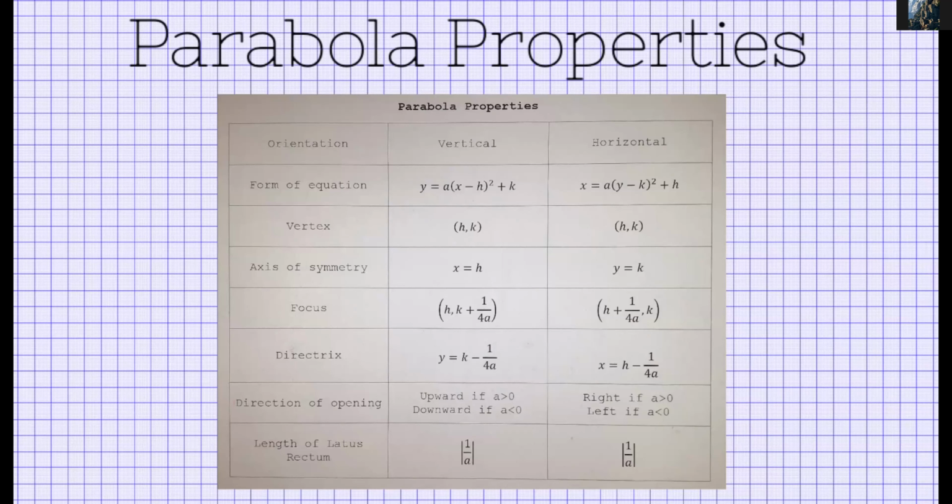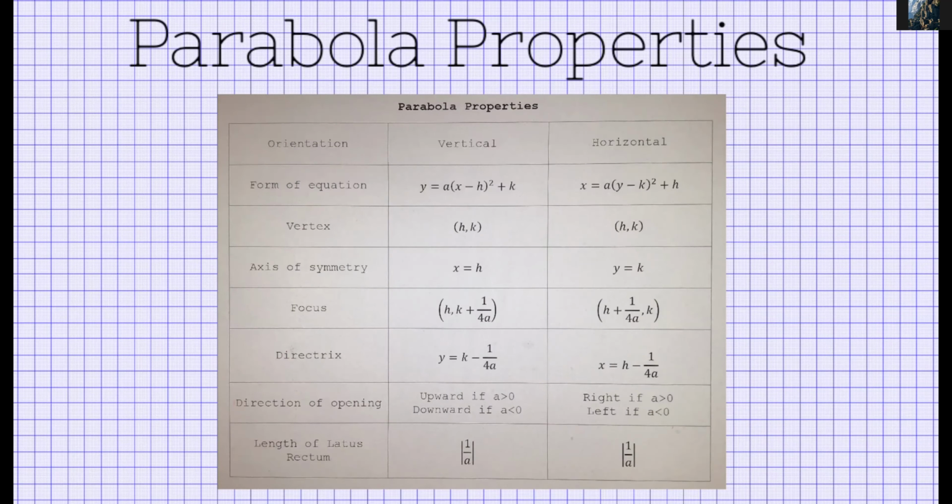Now, before we begin, we have to remember that parabolas can have different orientations. They can be vertical or they can be horizontal. The next thing we have to know is that we will be working with what is known as the vertex form of the equation. That looks like this. This is for vertical parabolas, and this is for horizontal parabolas.